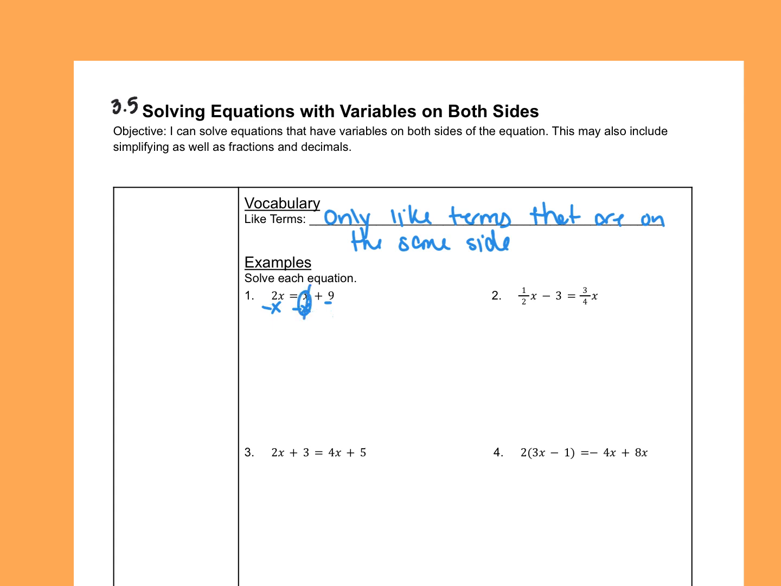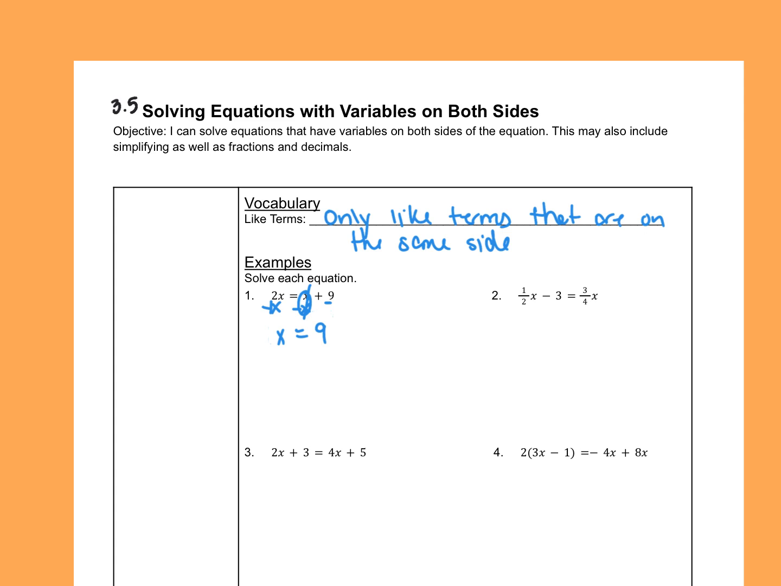And then 2x minus x, which remember, this is really 2x minus 1x, is 1x. We don't typically write the 1 when it's a 1 in front, so I can just say that that's x, is equal to, now we haven't touched that 9, so the 9 is still there. So we have x equals 9.